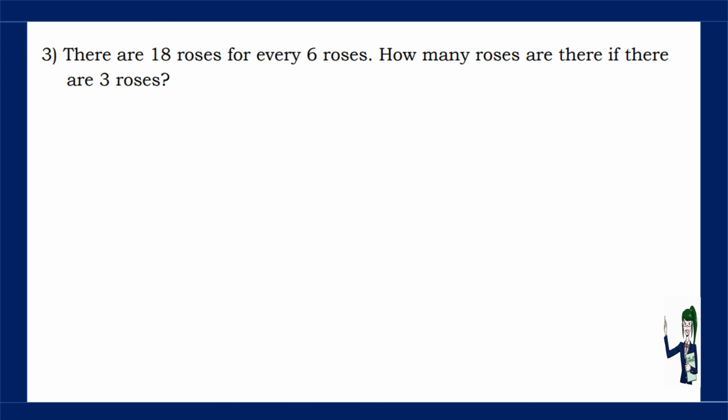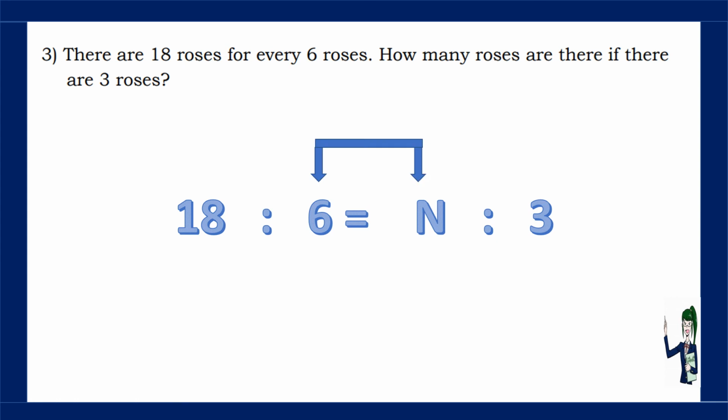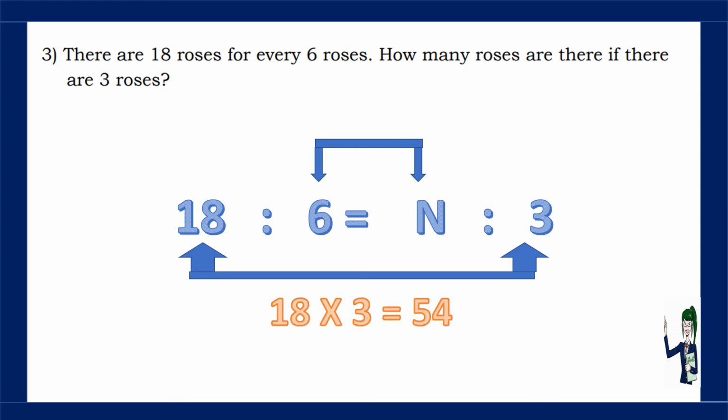There are 18 roses for every 6 roses. How many roses are there if there are 3 roses? So we make a proportion. 18 to 6 equals how many roses to 3? So the blank is in the means. Then identify the parts, the means, and the extremes. So the complete parts are the extremes. So multiply 18 times 3 equals 54. Then 54 divided by 6 equals 9. So the answer is 9.